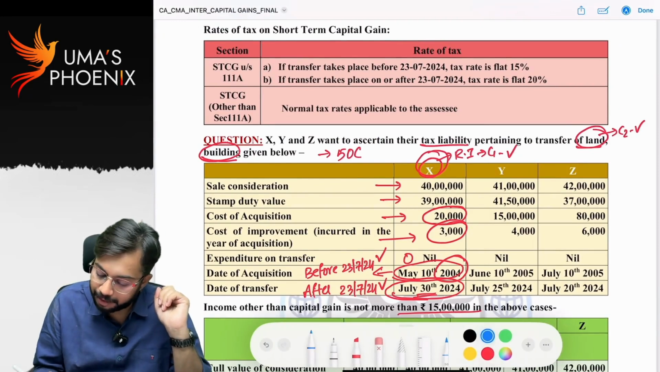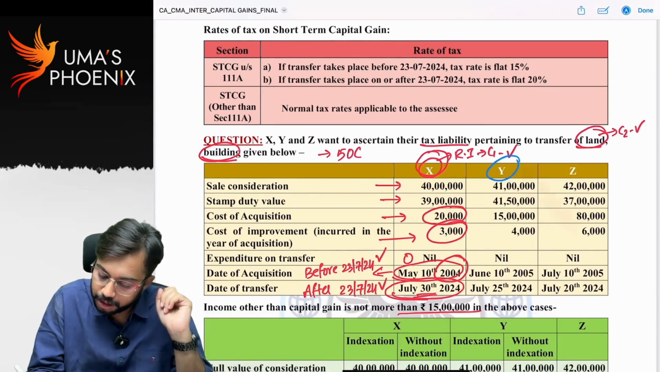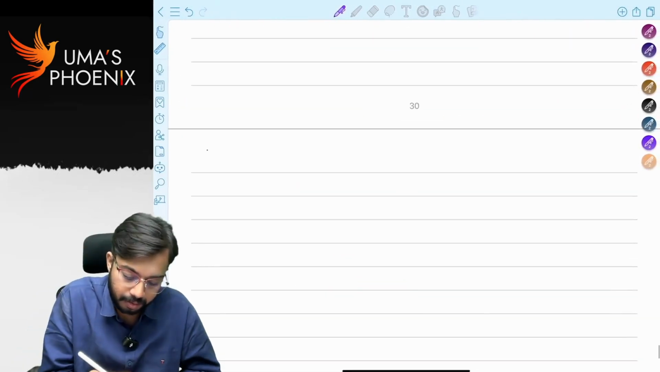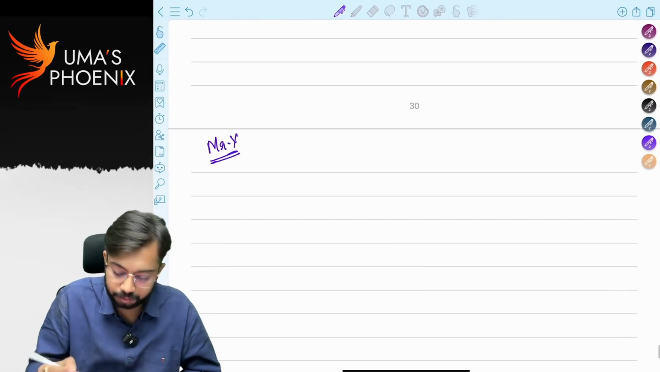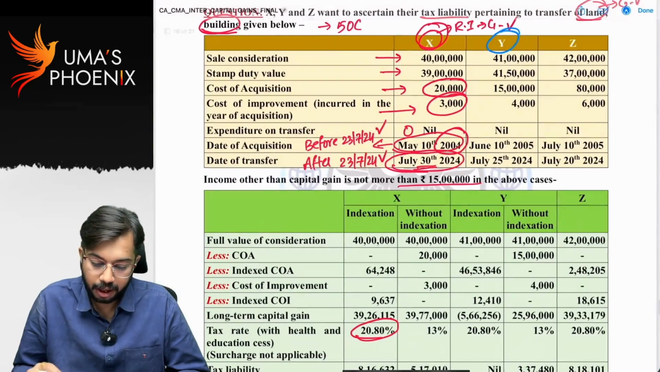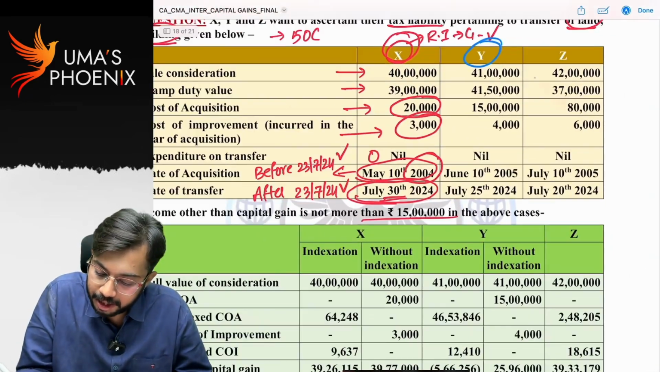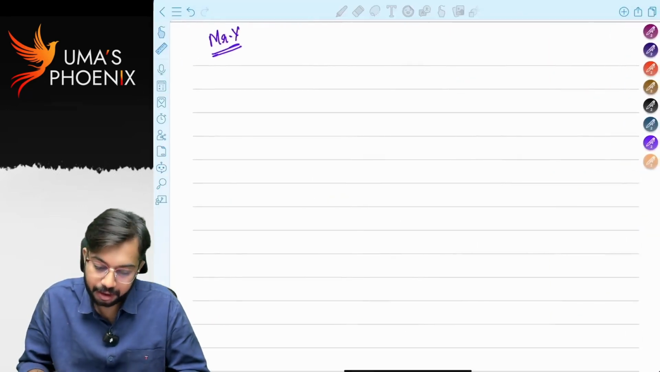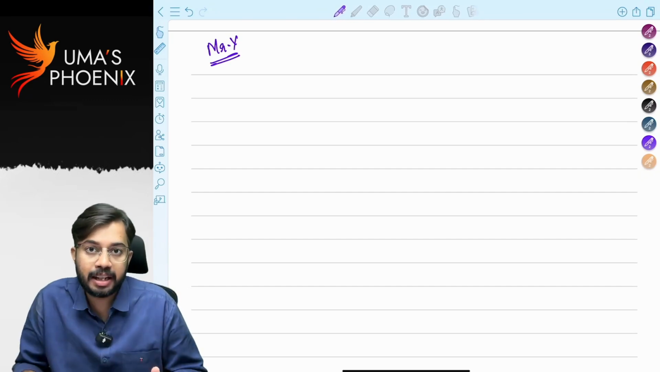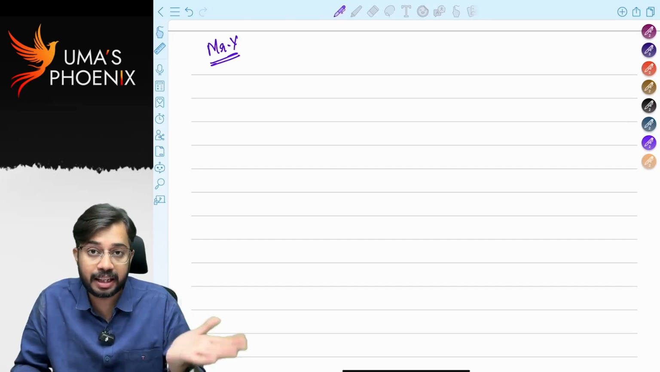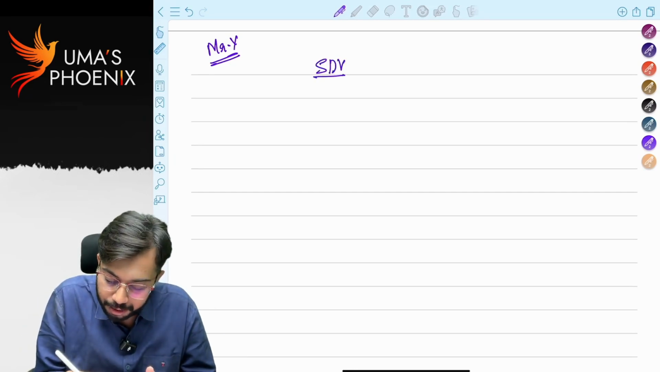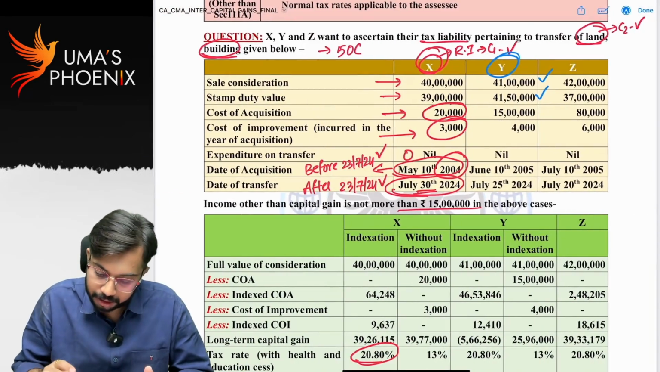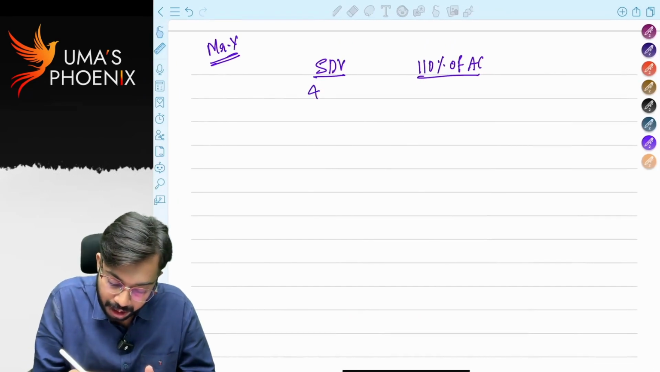Shall we do in case of Mr. Y? Yes. In case of Mr. Y, what is sale consideration? 41 lakhs. Stamp duty value 41 lakh 50,000. Here the property that is transferred is immovable property. So section 50C gets attracted. We will compare stamp duty value with 110% of actual consideration. How much is stamp duty value? Stamp duty value is 41 lakh 50,000.